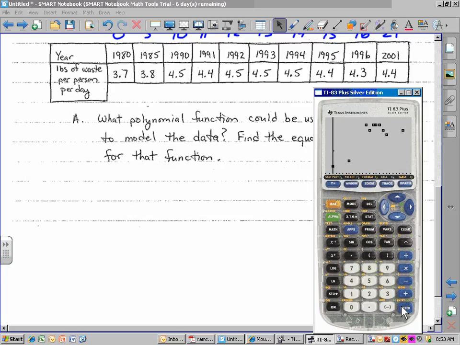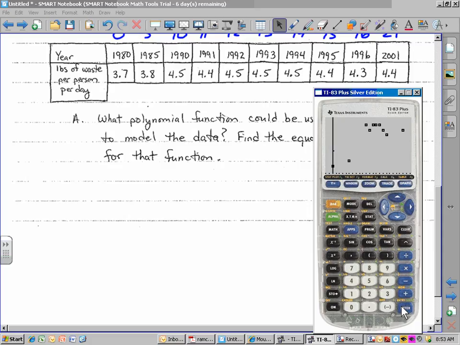So what could this model? I think this could be almost anything. This could be quadratic, could be cubic. Looks like it might be going back up. Could be a quartic. Well, I think we should start calculating some regressions here and see what's best.